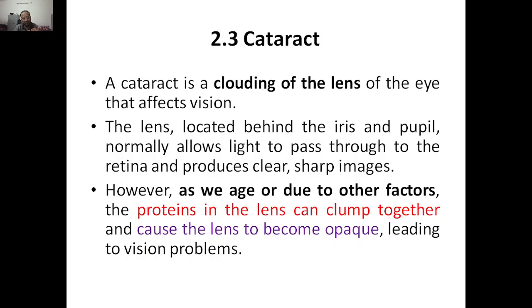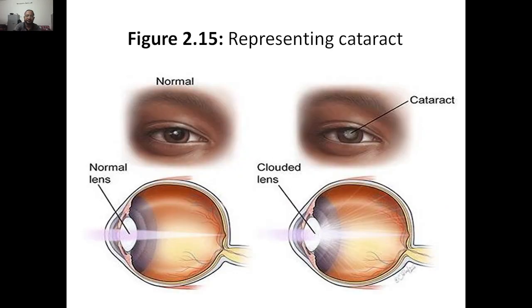See, as we are aging, what happens? The proteins which maintain their shape and structure, like rhodopsin and even the cone pigments, the three different pigments in the cones, will start to clump together. Once they clump together, they make the lens opaque. Once it becomes opaque, it will not pass the light as efficiently as it did earlier. So it will lead to vision problems.